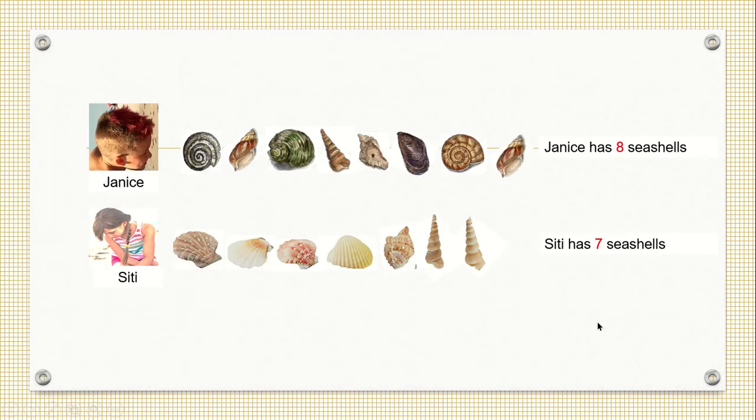Now, look at this. Remember, Janice has 8 seashells and Siti has 7 seashells. Okay? So, Janice has more seashells than Siti. Say it again. More than. One more time. More than. Okay? When we say more than, it means bigger than. It is the same as bigger than, the same as greater than.